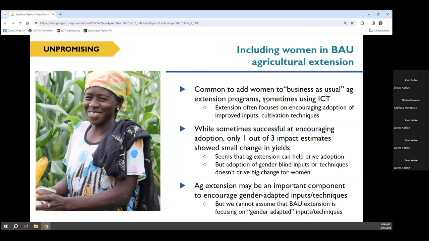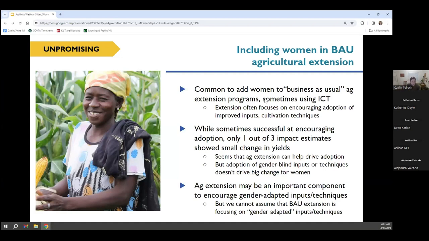And once again, what we saw looking at the results here is that these programs were sometimes successful at encouraging adoption of those new techniques, inputs, et cetera. But only one out of the three impact estimates we could find showed any change even in yields. So this is not to mention tracing all the way through to profits. Again, the story is the same as above. Ag extension can help drive adoption, but adoption of gender-blind inputs or techniques is not driving big change in women's income or control of income.